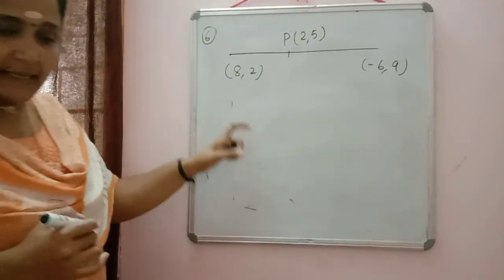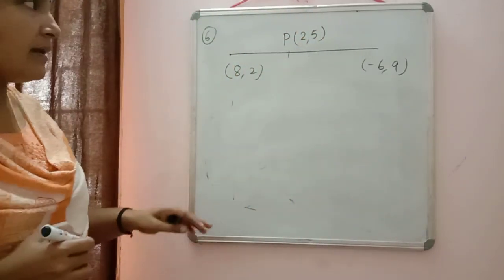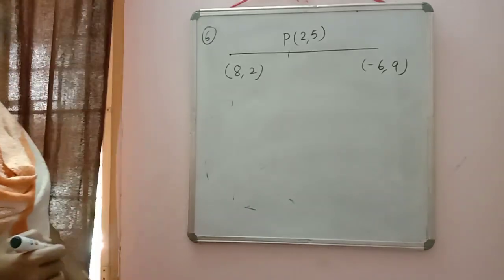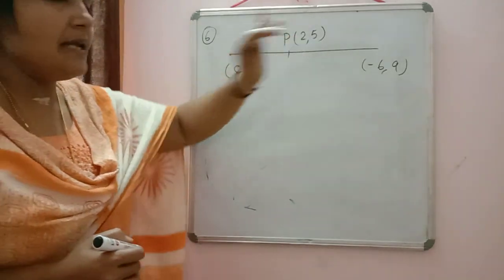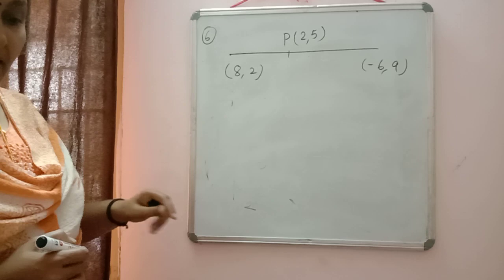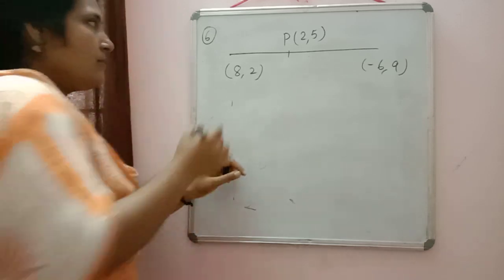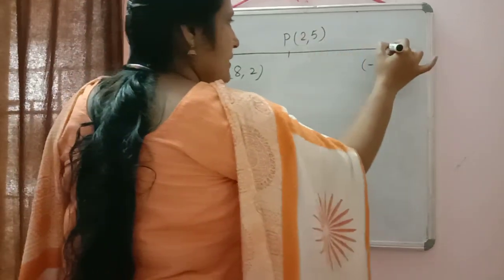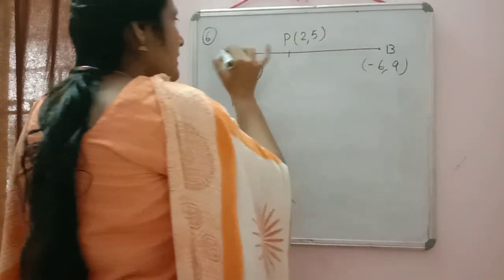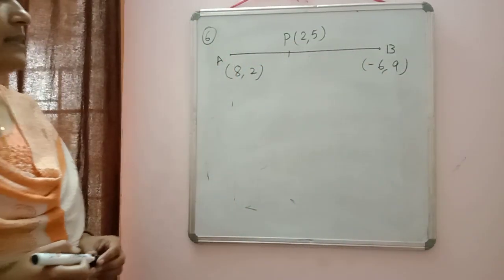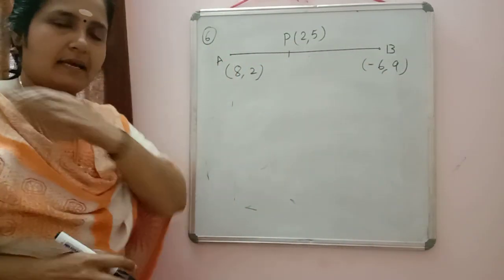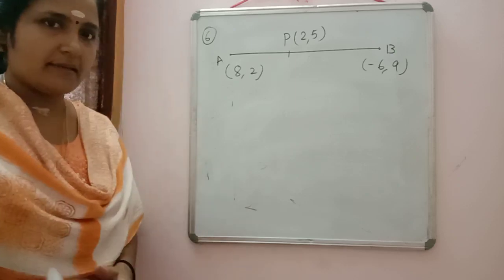Normally we calculate the x coordinate and y coordinate when the ratio is given. Here it is the opposite: the x coordinate and y coordinate of P are given, and we have to find the ratio. Suppose I have taken the points as A and B. Now, to calculate the ratio, two methods are there, so I will explain you both the methods.